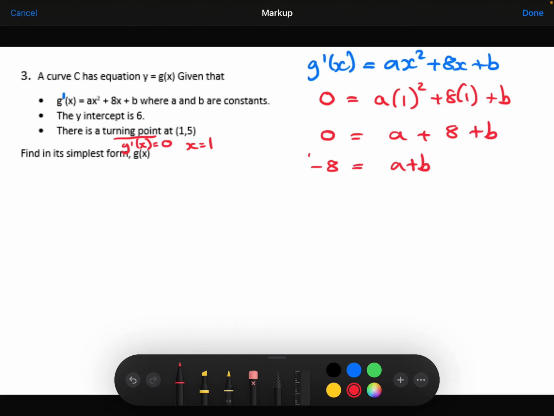So, using that fact, I've found that a plus b is minus 8. That's all I can do with that for now. I can't work out what a or b is from that just yet. So now let's do some integration to get the original equation.